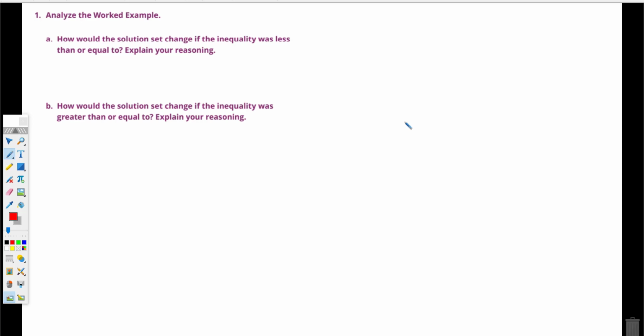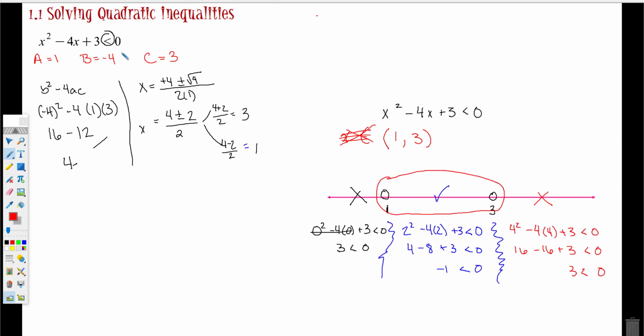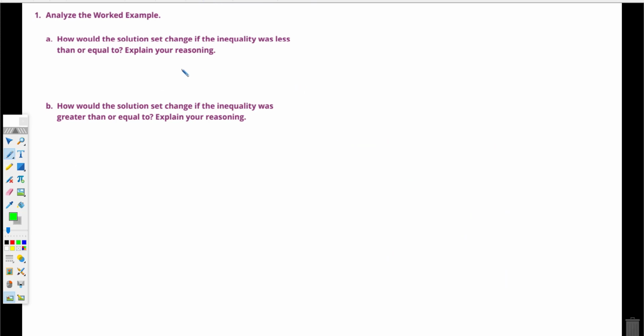So how would it change if it was now less than or equal to? What would be different if over here, instead of having it just less than, it was less than or equal to? Well, it would fill in these two spots, and it would change the answer to where it could include those. So this would become the answer. So it could include the 1 and 3. So 1 and 3 would be included.